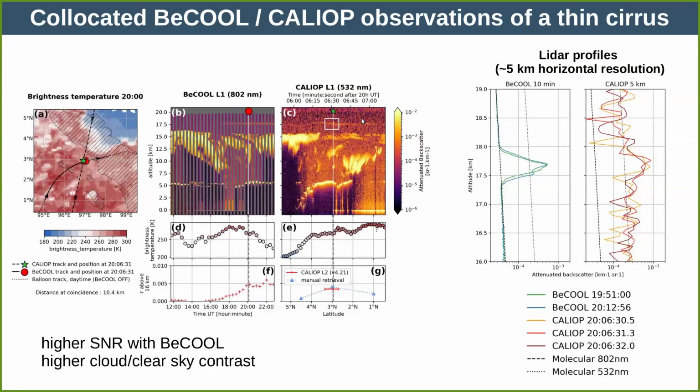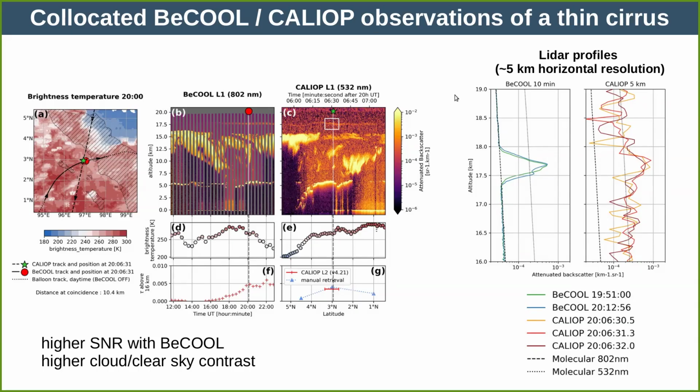And the official level 2 product of CALIOP that reports cloud properties such as optical depth, cloud top altitude, cloud base altitude, only reports these clouds in the small white box here. And so the operational algorithm is missing most of its horizontal extent.